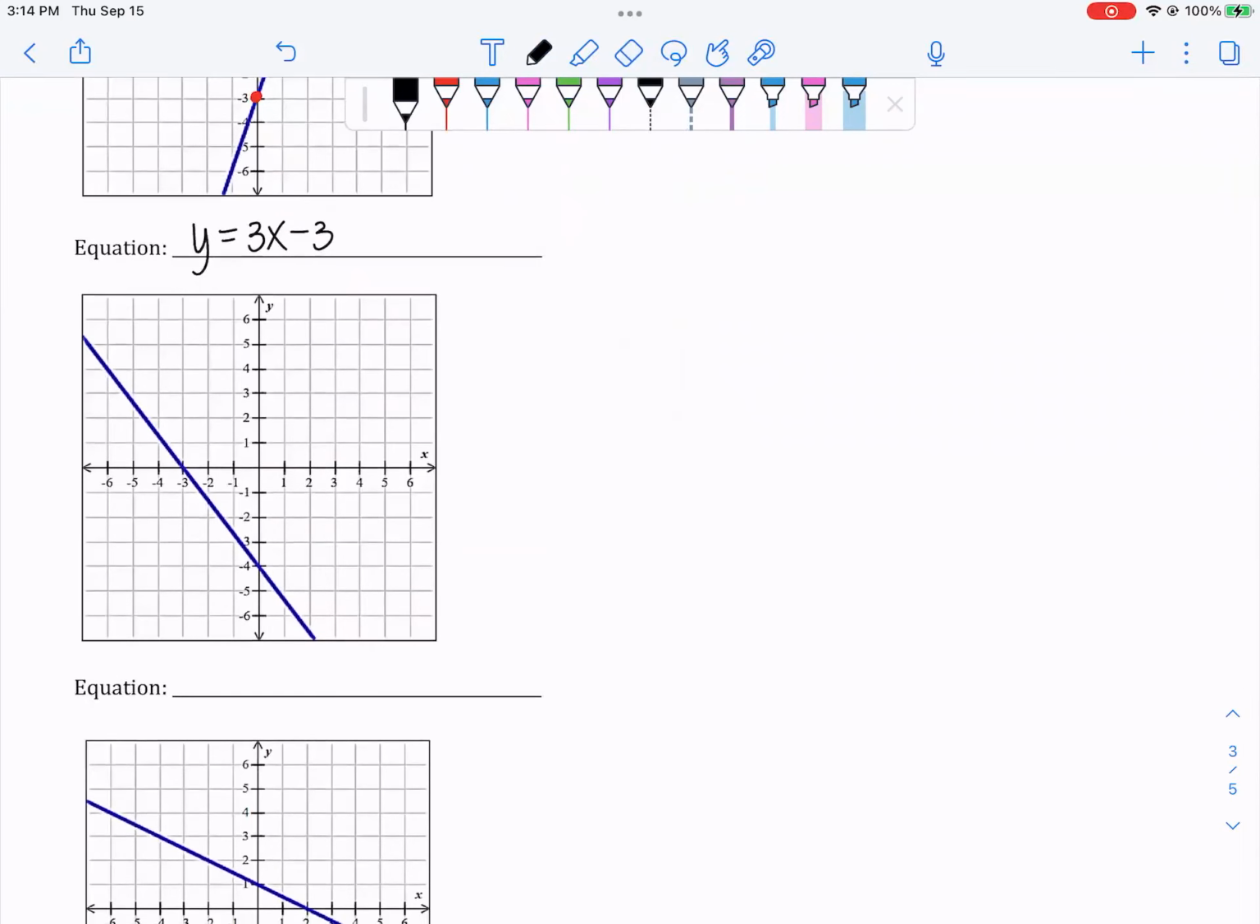All right. So when doing these, it's just important to look for good points on the line to use. So I'm going to use this point here and this point here. Those look like good points on the line to use.